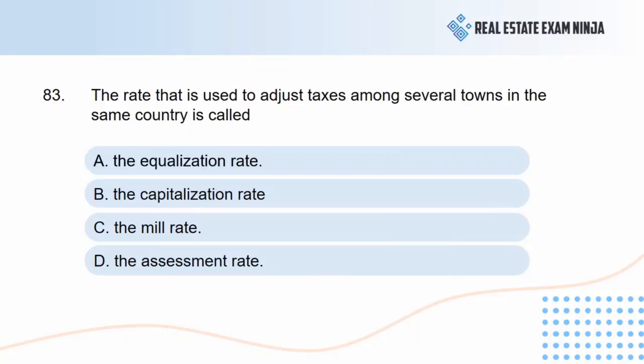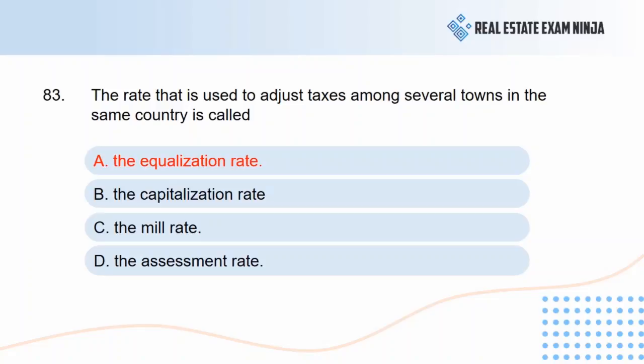Number 83. The rate that is used to adjust taxes among several towns in the same country is called: A, the equalization rate. B, the capitalization rate. C, the mill rate. D, the assessment rate.